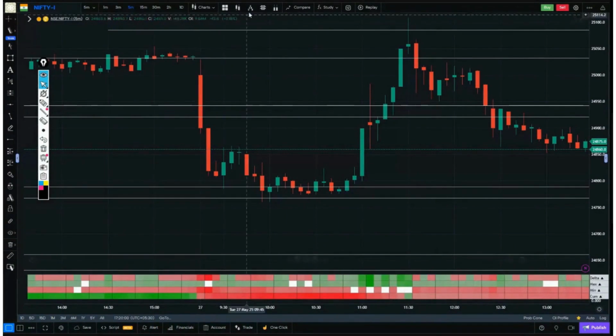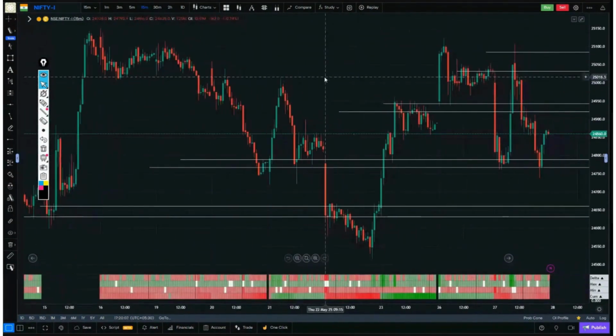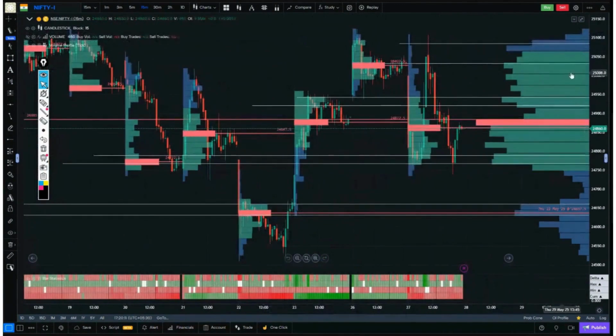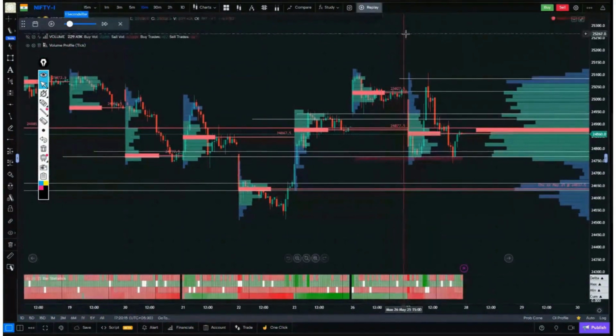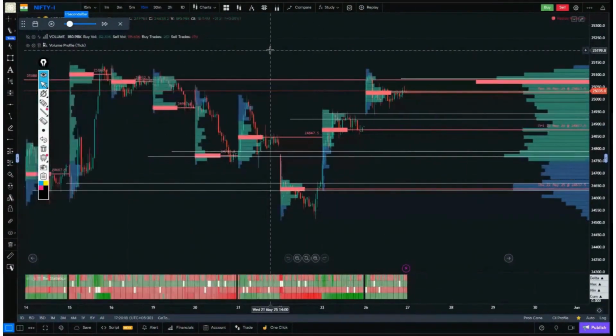Okay. So now, let's look at Nifty. Before switching to Nifty's footprint, let's just confirm the volume profile once. Okay, volume profile, let's see what the volume profile was telling us about the previous day.